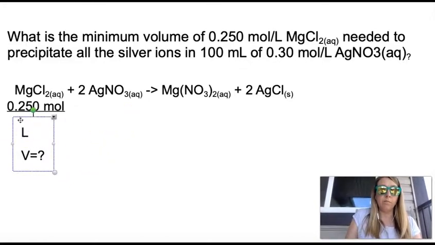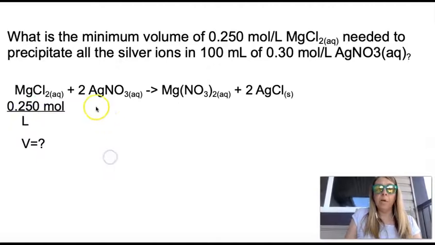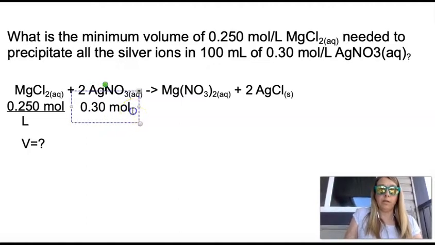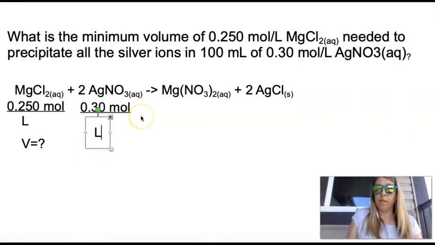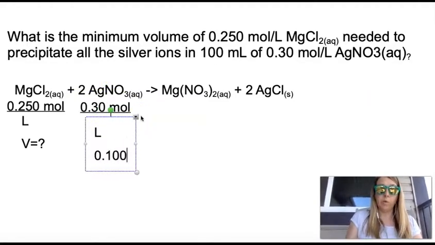Let me just move that up a bit, line it up a bit better. Okay, and then for silver nitrate, we were given the concentration of 0.30 moles per liter. And then we were given the volume as 0.100 liters.